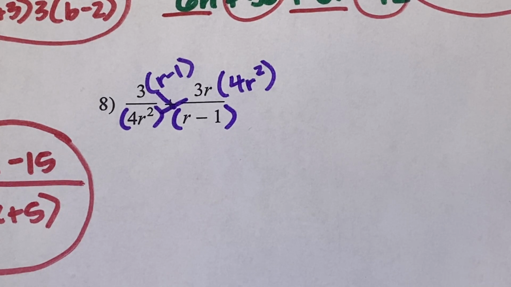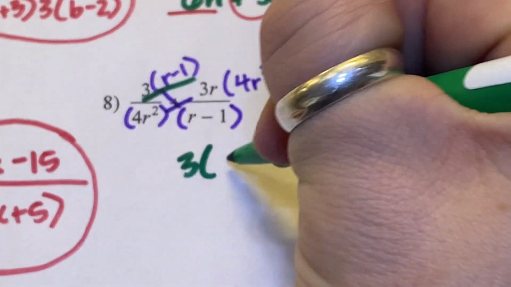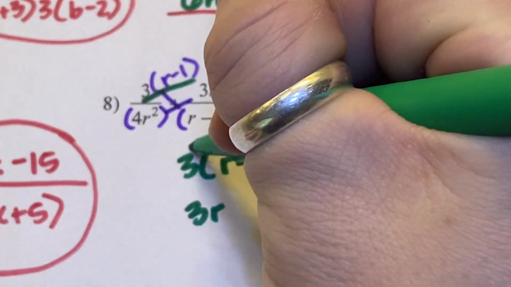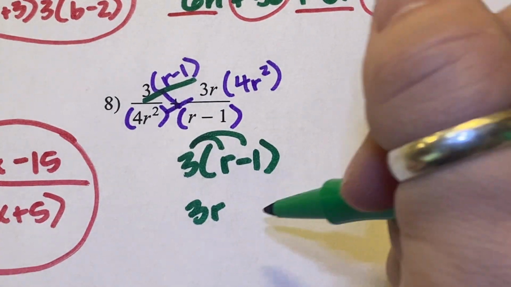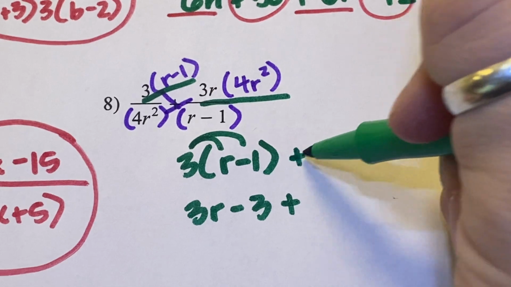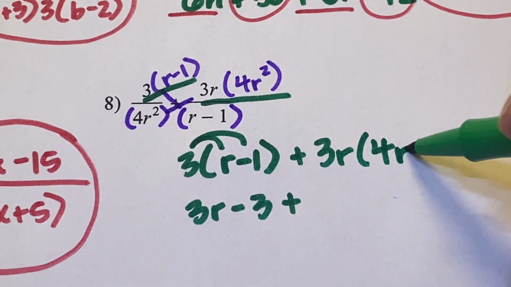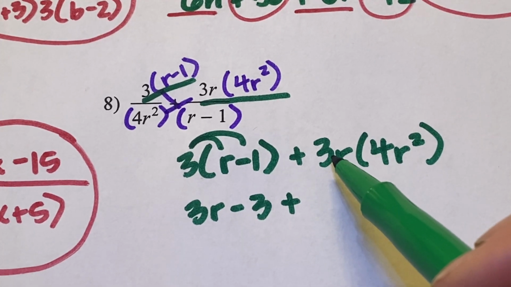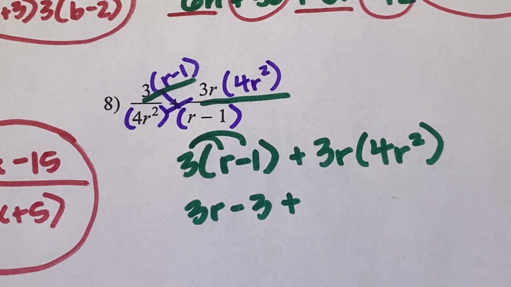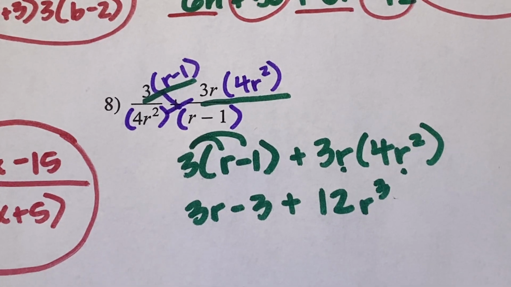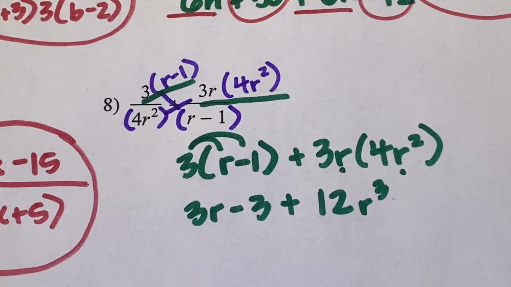Okay, so let's take our first numerator piece. We got 3 times r minus 1. 3 times r, 3r. 3 times negative 1, negative 3. Then it's being added to our next piece, plus 3r times 4r squared. How do you do that? First multiply the coefficients. What's 3 times 4 going to give me? 12. 12r cubed. Nice. So there's our numerator.